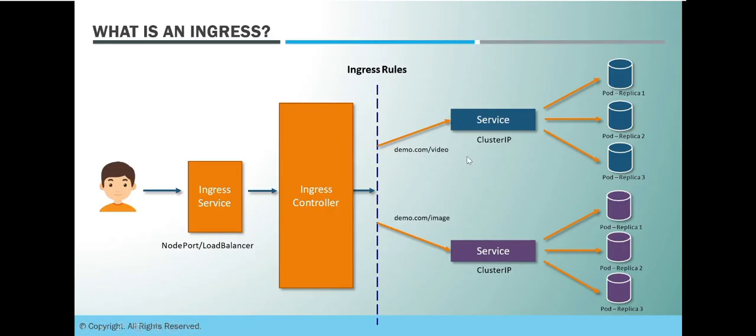If it is a video suffix path, it will send it to the blue pods and service. If it is an image processing related query, having a slash image path in the suffix, then it will send the traffic to the purple pods, the image processing application.